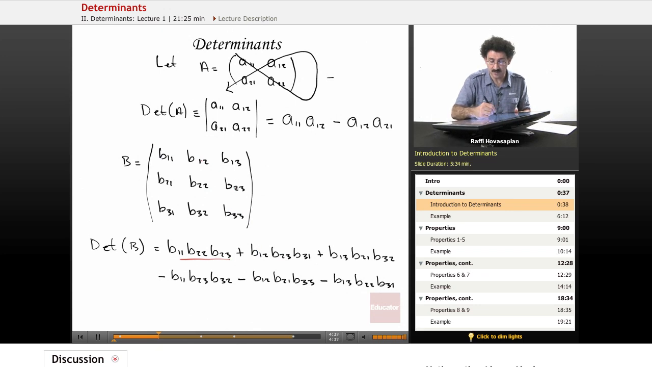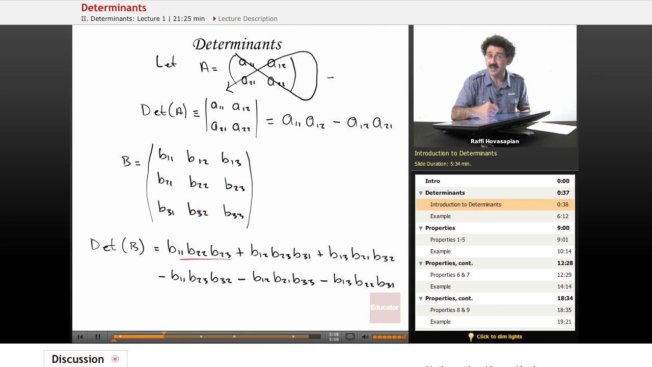B12 times B23, but since you have nothing over here, just go down to this one because you need 3 entries. Notice each one of these has 3 factors. You need 3 factors in the multiplication. So it's this times this times this. Now you go to the next one. B13, there's nothing here, but you need 3 of them. So you go here and here. So it's B13, B21 times B32. That takes care of the plus part.